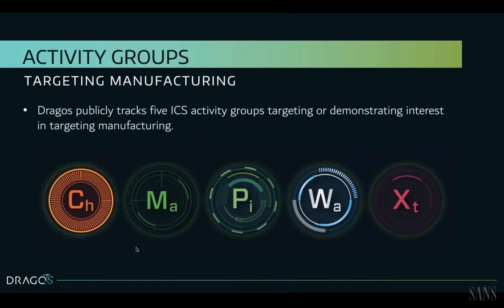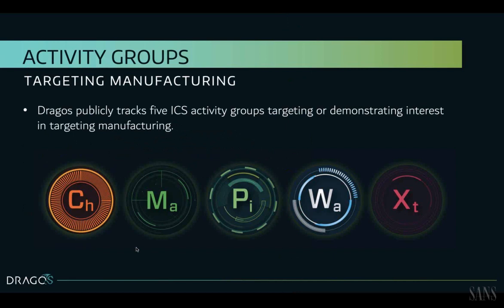I want to point out here that at Dragos, we don't track actors based on the who, for instance, the country that's behind the adversary, but rather we focus on the behaviors, the tactics, techniques, and procedures, the infrastructure, and the victimology that we observe from these adversaries targeting manufacturing.